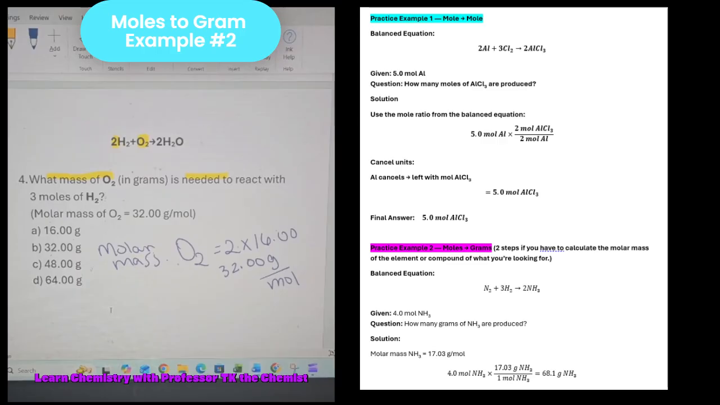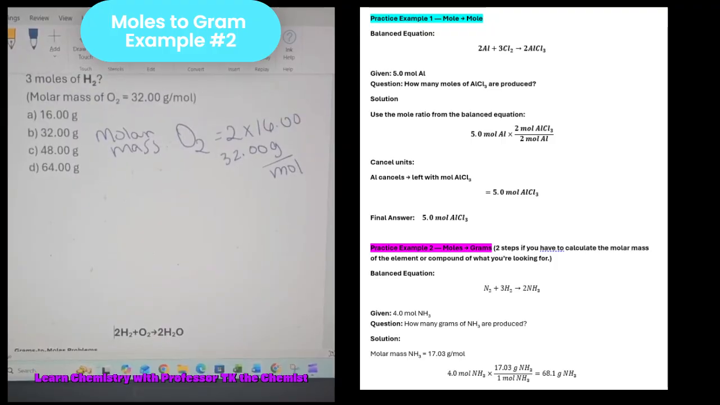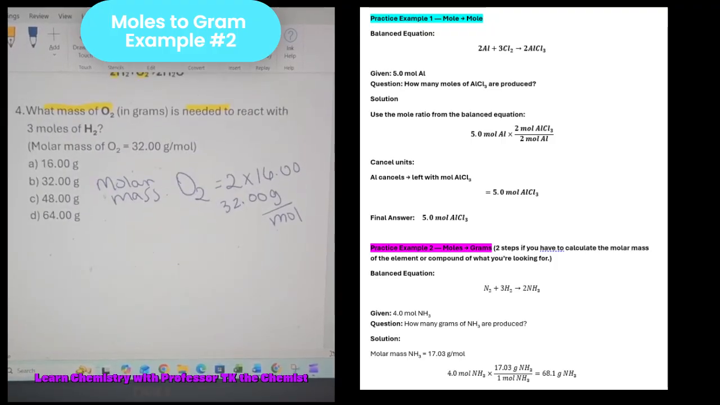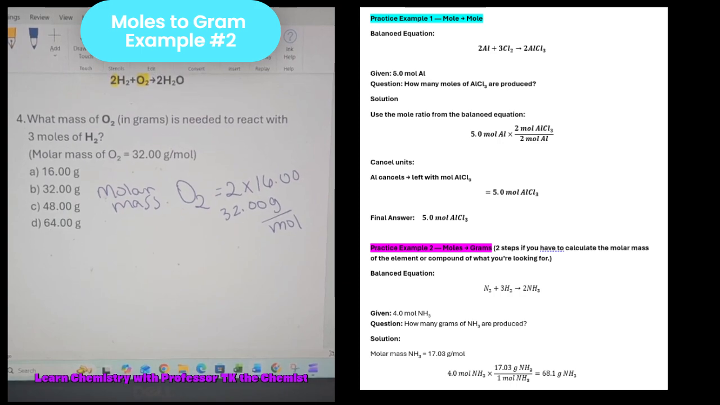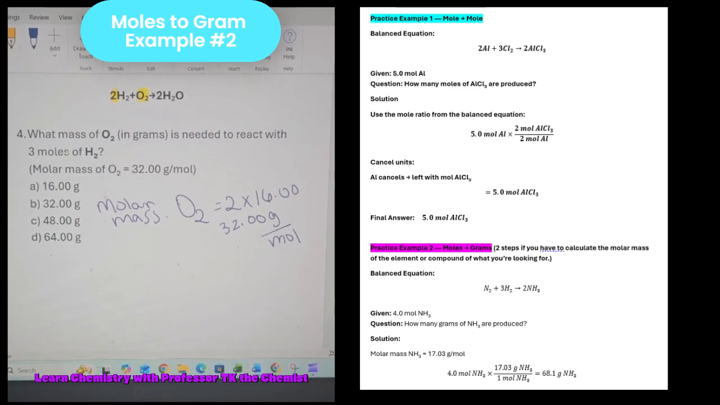All right, because you're looking for the mass, here's what you're going to do. You're going to take that starting number right there. Let me redo that since I made it bigger and threw all the lightings off. There we go. What mass of oxygen in grams? You need the molar mass that we just calculated. You need that. Will react or is needed to react with 3 moles of hydrogen. So you're going to focus on the given number first: 3 moles of hydrogen times.